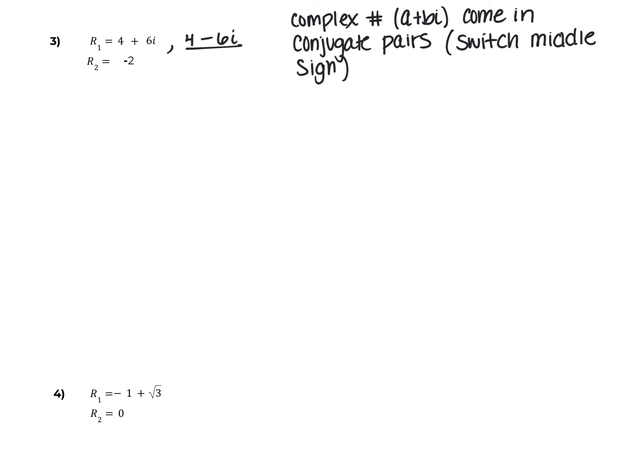So we know that if I have a 4 plus 6i, I have to switch the middle sign from a plus to a minus, and that will be my conjugate pair. Now, that is true for radicals as well. So in example number 4, we'll know there's a missing root here of -1 minus 3 radical 3. All you're doing is switching the middle sign from a positive to a negative. So it also works that radicals come in conjugate pairs.